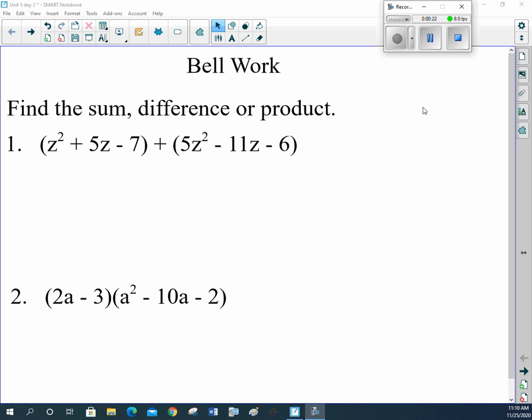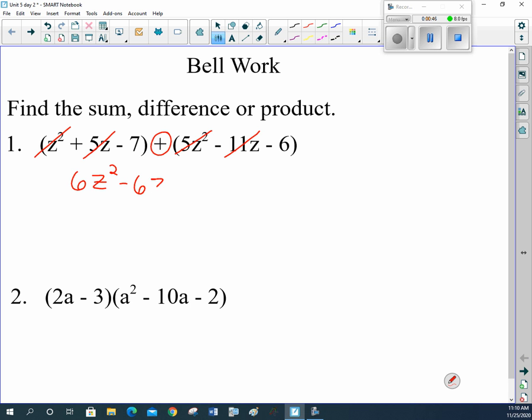So just as a quick refresher, find the sum, difference, or product. You're going to have to look and see what's happening with your problem. On question number one, this looks like an addition sign, so we're just going to combine like terms. Z squared plus 5z squared, that's 6z squared. And then 5z plus a negative 11z is a negative 6z. And a negative 7 and a negative 6 is negative 13.